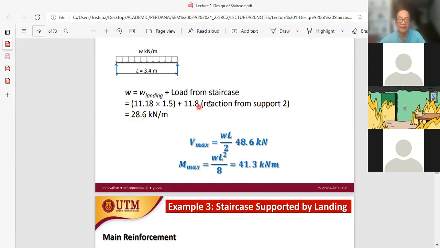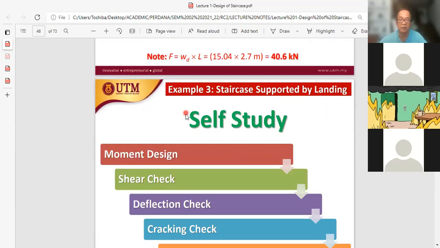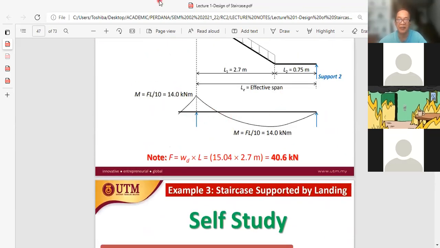This is the loading reaction, 11.8. Okay, so this 11.8 is the reaction from the support. It is not shown here; you need to do your own calculation. So the value here is approximately 11.8 kilonewton per meter width of the staircase.